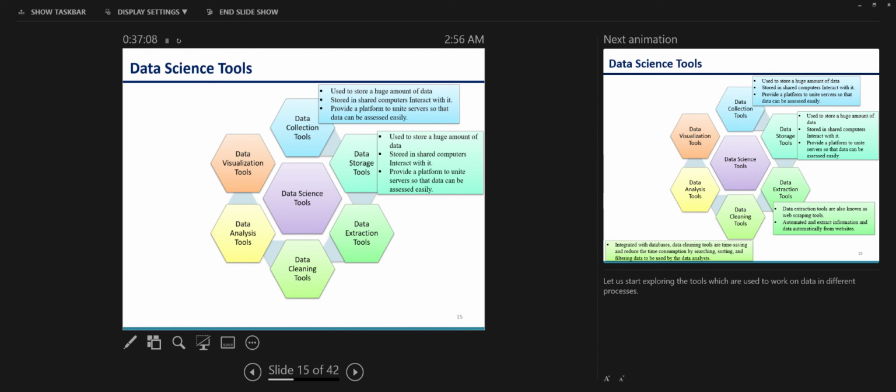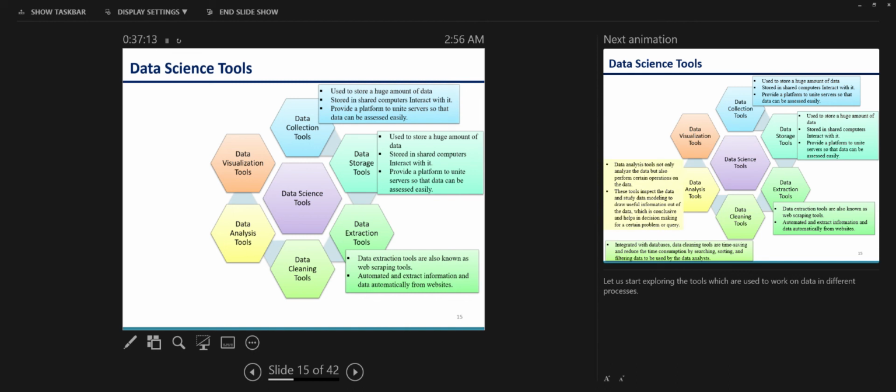Data extraction tools, also known as web scraping tools, automatically extract information and data from websites and other places. And data cleaning tools are integrated with the database. They are time saving and reduce time consumption by searching, sorting and filtering data to be used for data analysis.